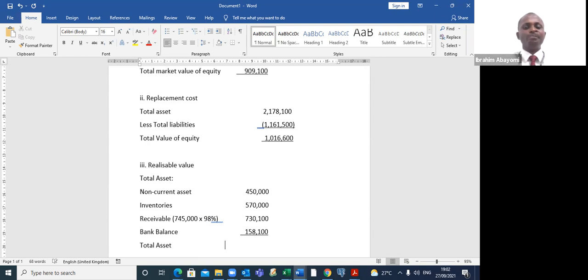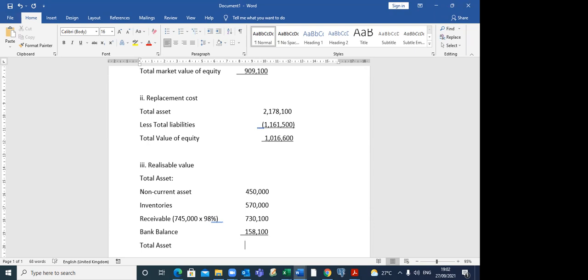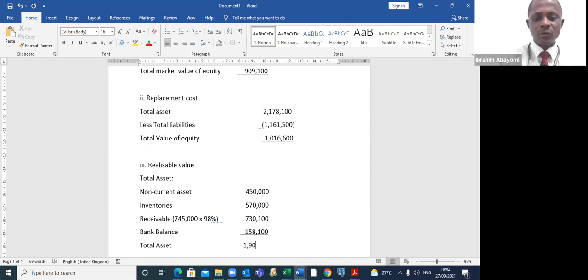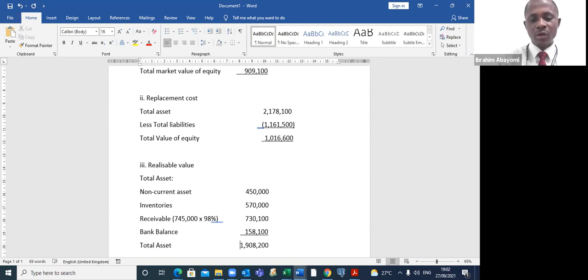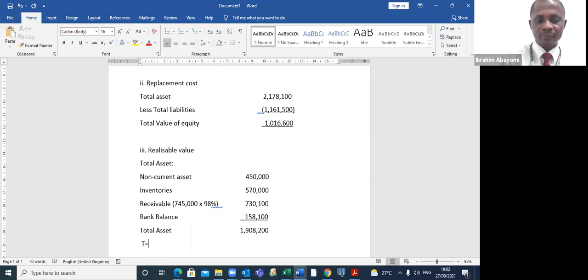Total asset will be what? 1,908,200. You now deduct your liability. Total liability is 1,161,500.